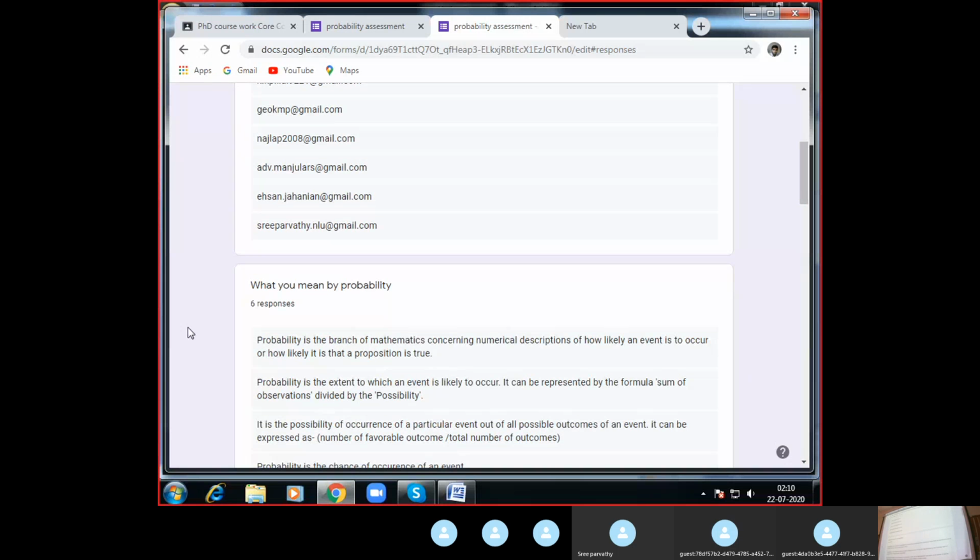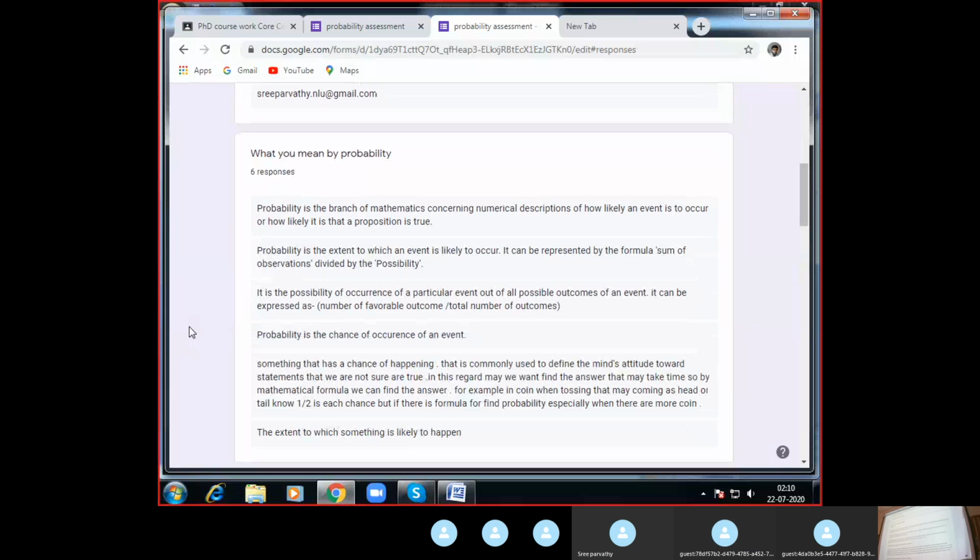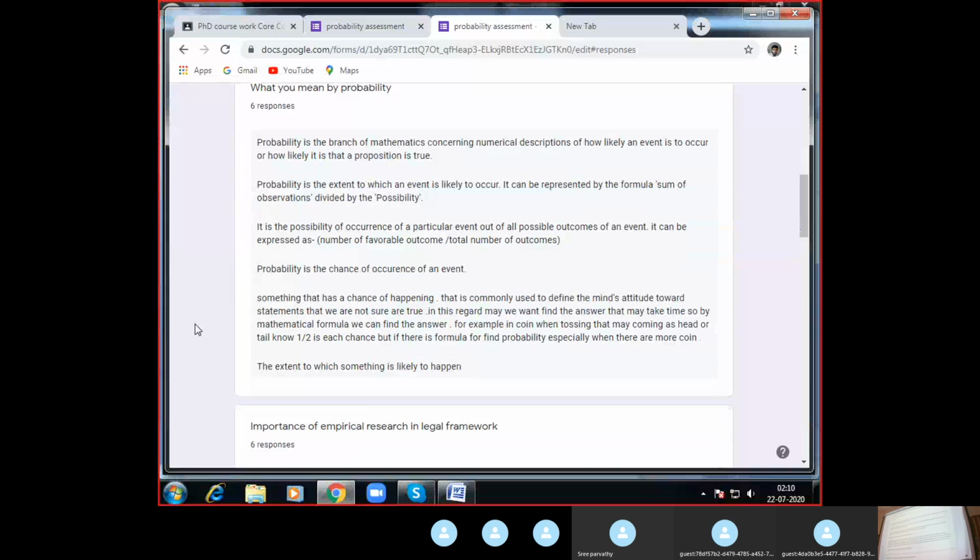Probability, what you mean by probability, is a branch of mathematics concerning numerical description of how likely an event is to occur or how likely it is that a proposition is true. Probability is the extent to which an event is likely to occur. Okay, it can be represented by a formula: sum of observation divided by... this seems to be from some textbook. It is the possibility of occurrence of a particular event out of all possible outcomes of an event. It can be expressed as number of favorable outcomes. Yes, again formula. Probability is a chance of occurrence of an event, something that has a chance of happening.